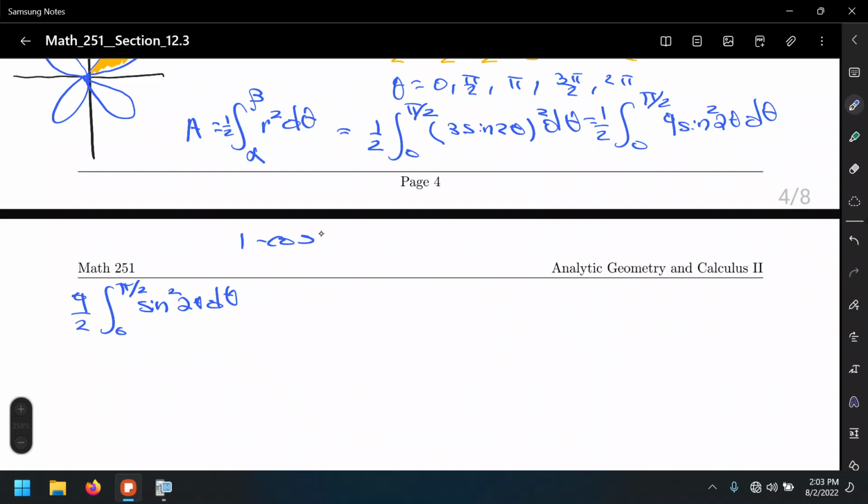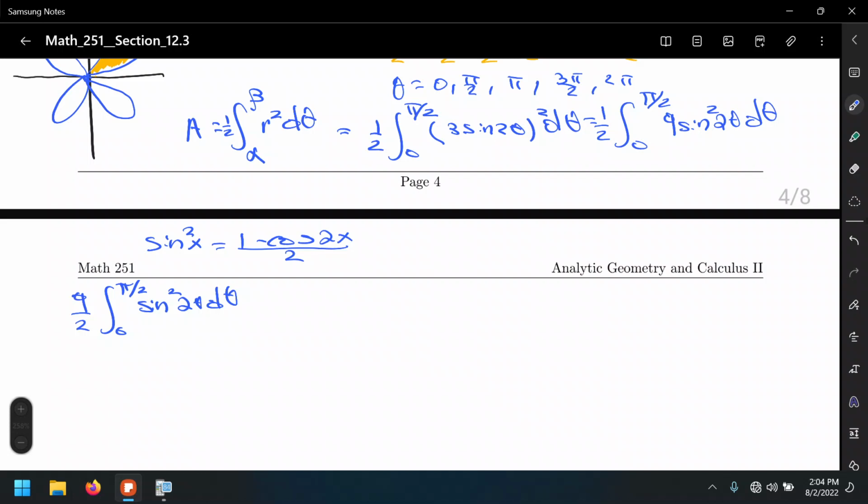1 minus cosine 2x over 2. That's sine squared x. All right, that's in general with x. So what happens? We reduce the power, but we duplicate the angle. But be careful with the integral that we have here, because our angle, it's already at 2 theta. That's going to become then 4 theta.